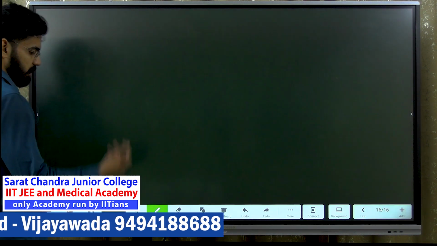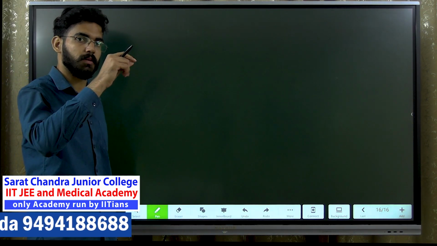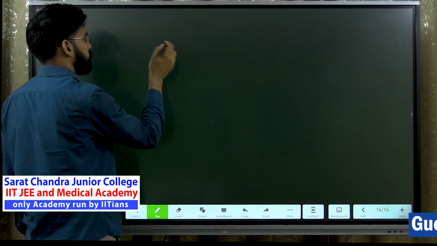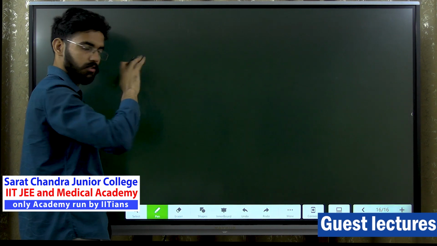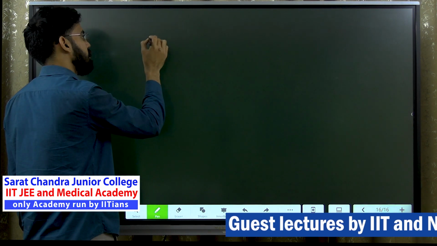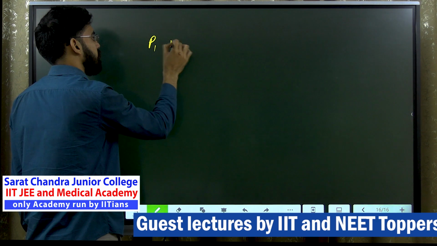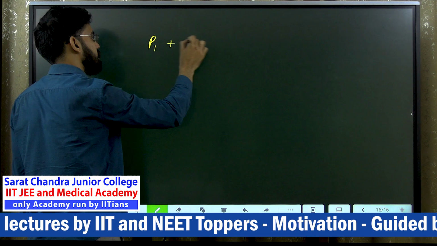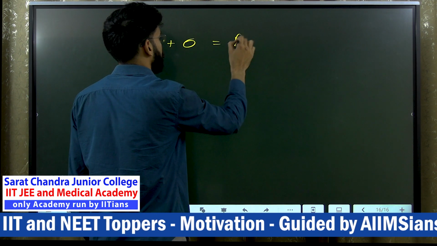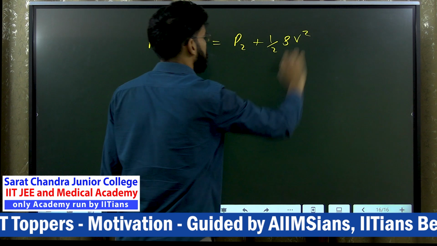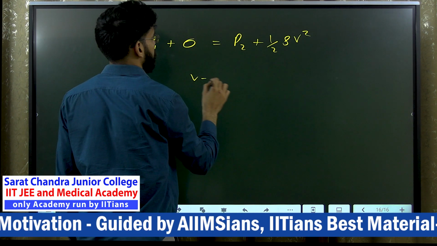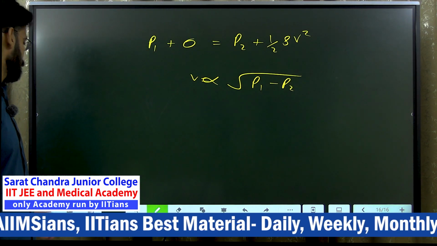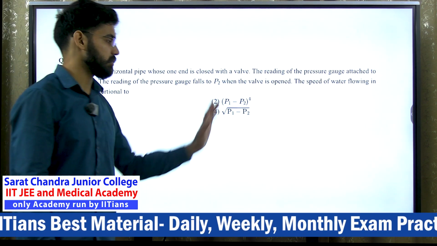So basically after opening, you apply Bernoulli's equation outside the pipe. Inside the pipe water is stationary, right? Not going anywhere, and at the same horizontal level everything. So pressure P1 plus rho g h same potential, and kinetic energy is also 0 because it's stationary. Finally it is P2 plus half rho v square. So from here v will be proportional to under root of P1 minus P2. That's it. So this is your fourth option, your answer.